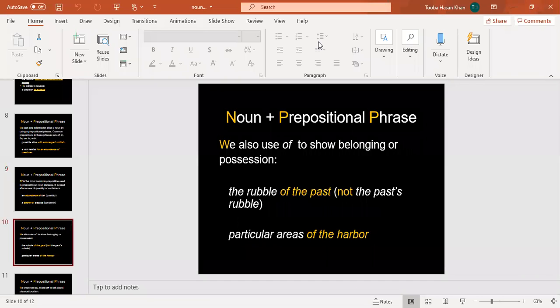Okay? We also use of to show belonging or possession. For example, if I say particular areas of the harbor, okay, for example, the rubble of the past, not the past's rubble, but we are saying of the past. If we want to show someone's possession, okay, then we use of in that as well.